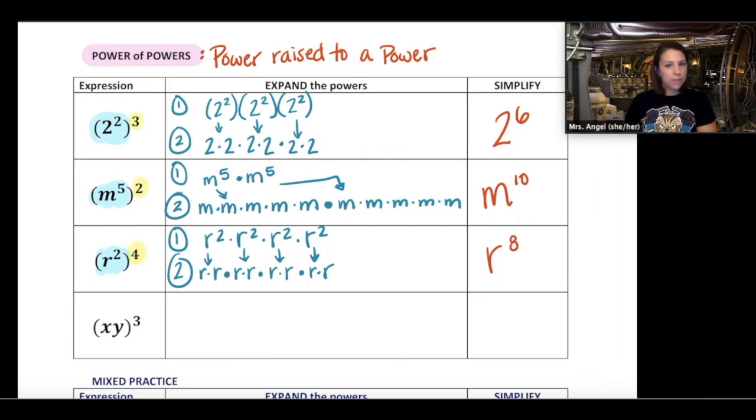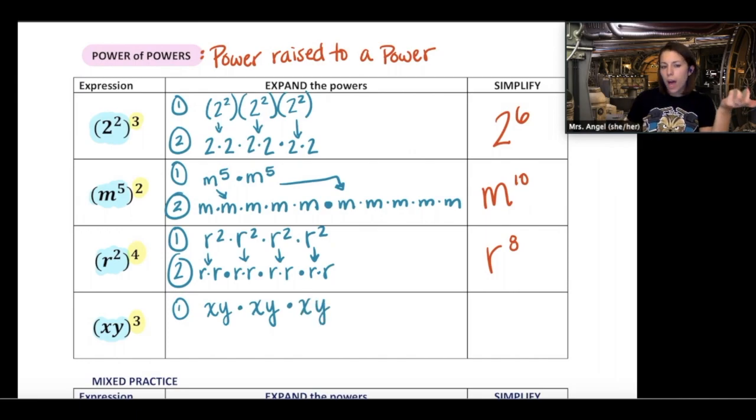Now, as we did with our previous examples, we're going to see if we can still use powers of powers with different bases. And in our last example, we have that. Working again from outward in, we're dealing with a power of 3, and our base appears to be xy. So now we have 2 different bases. Let's see if it makes a difference. Step 1, we expand. That's just xy times xy times xy.